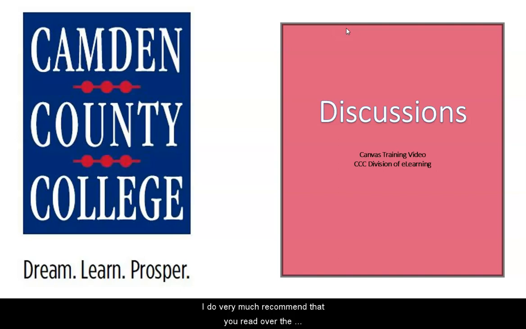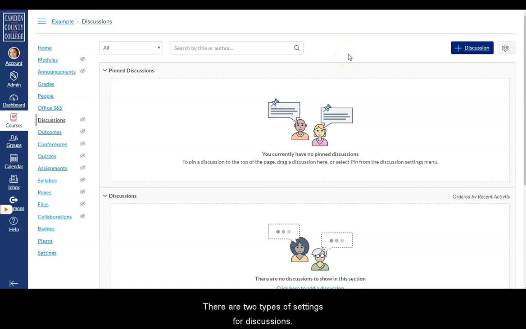I do very much recommend that you read over the different types of suggested discussion boards that are listed in the page that you clicked on to get to this video. That's very helpful information for thinking about how you want to set up discussions in your class. There are two types of settings for discussions. The first will apply to all discussions for the whole course, and then you will also fill in separate settings for each individual discussion that you create.